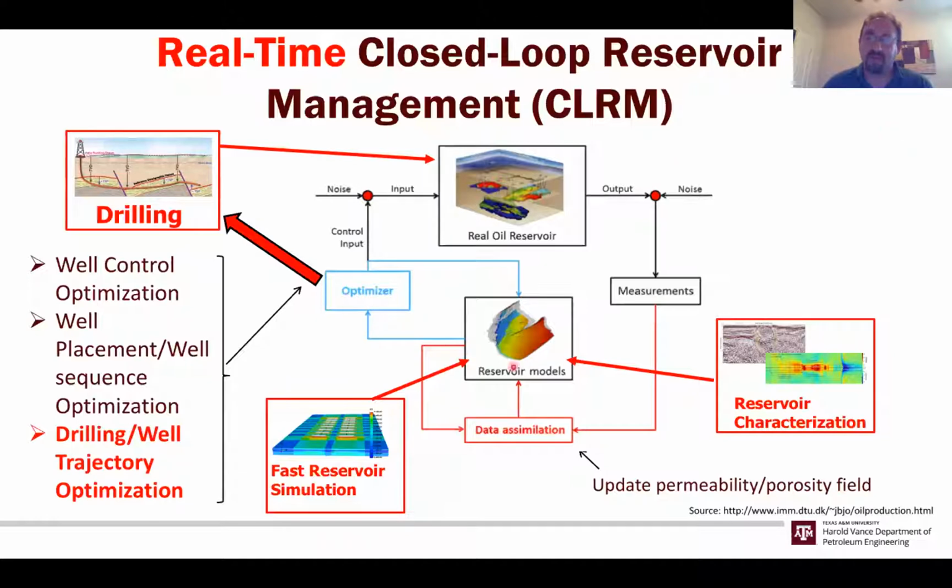So the idea, for me at least, is to try to come up with something that is a real-time closed-loop reservoir management in that sense. And as I mentioned, it comes with uncertainty, and usually in petroleum engineering what we do is run multiple realizations of these models and come up with a statistical way of getting the production.